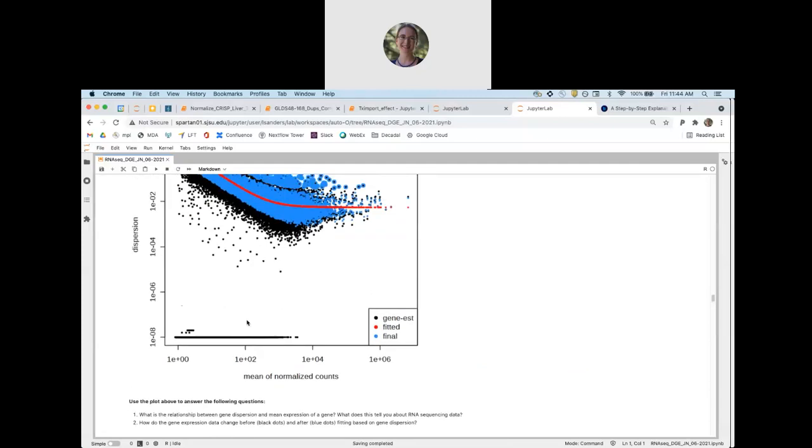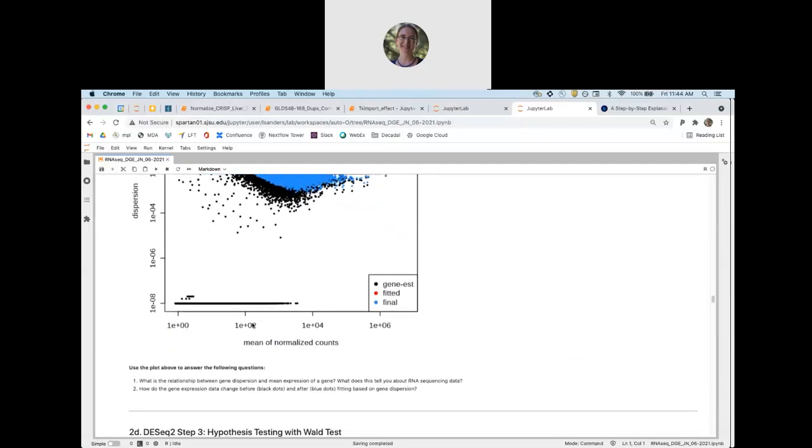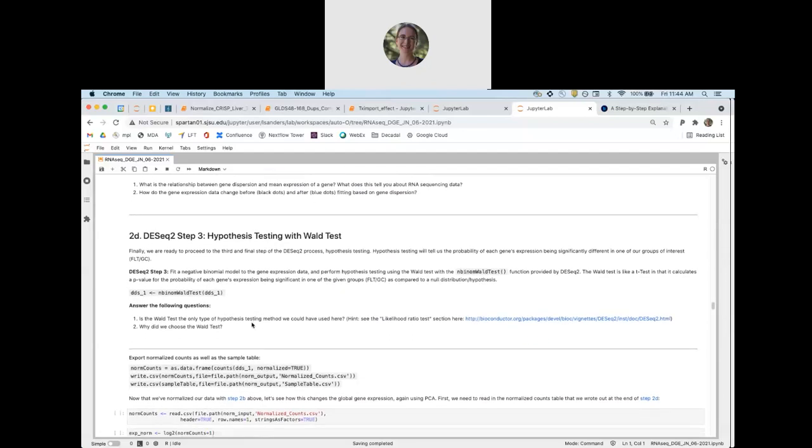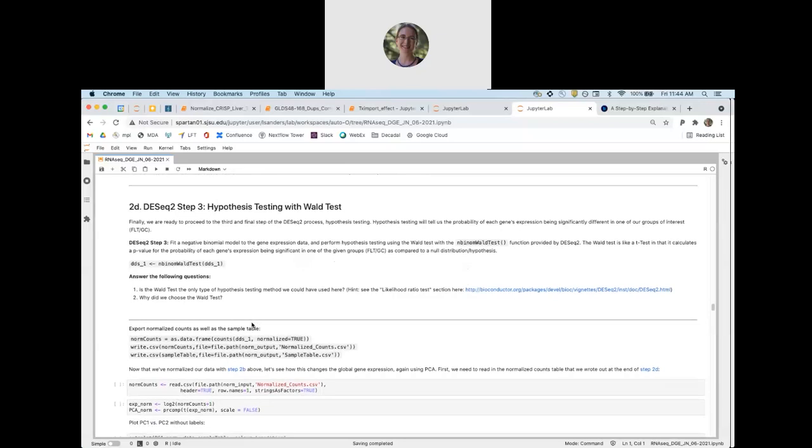All right, so we can come back to this. But in the meantime, let's go ahead and move into the third step where we actually start doing the hypothesis testing, or the differential expression analysis using the Wald test. So again, there's a really nice built-in function called nbinomWaldTest. This function specifically runs the Wald test using the negative binomial distribution, which we saw before is the most appropriate distribution for RNA sequencing data.